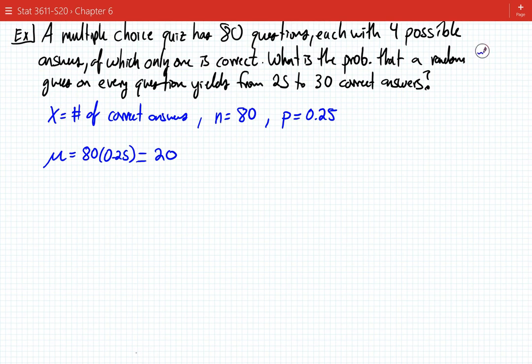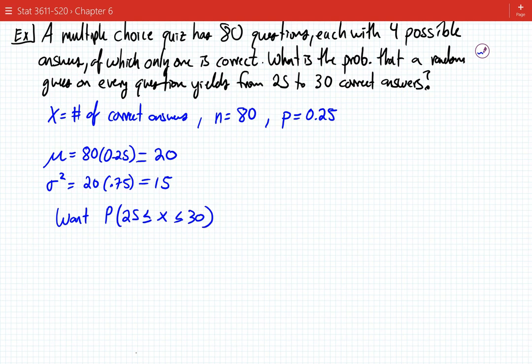But that aside, let's find the variance: n times p times q, 80 times 0.25 times 0.75. Since I know 80 times 0.25 is 20, this is just 20 times 0.75, and so that is 15. And so let's write out what we want here. We want the probability of getting 25 to 30 correct answers. That is inclusive on your bounds. 25, 26, 27, 28, 29, or 30 are the valid possibilities. So we want the probability that X is between 25 and 30 inclusive.